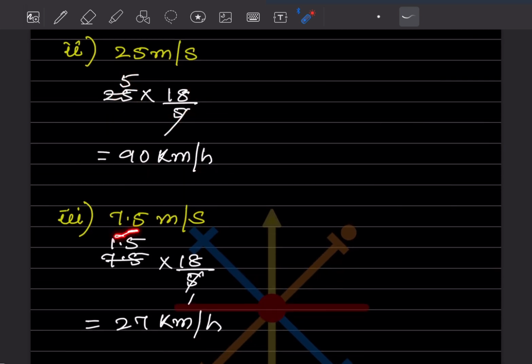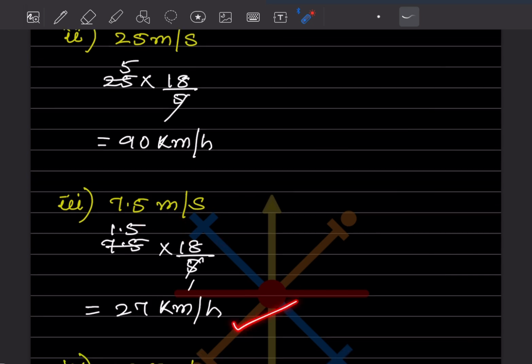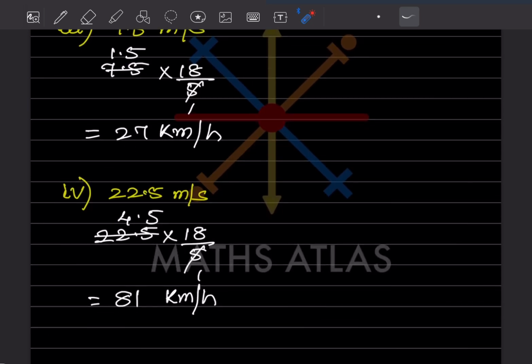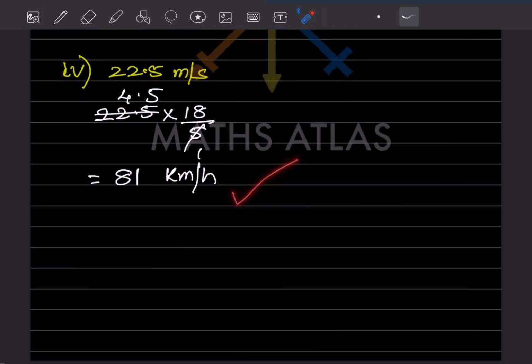Here again the same, 7.5 into 18 by 5. So this is going to be 1.5. So 1.5 into 18, that will be 27 kilometer per hour. So 22.5 into 18 by 5. So this is going to be 4.5 into 18, that will be 81 kilometer per hour.